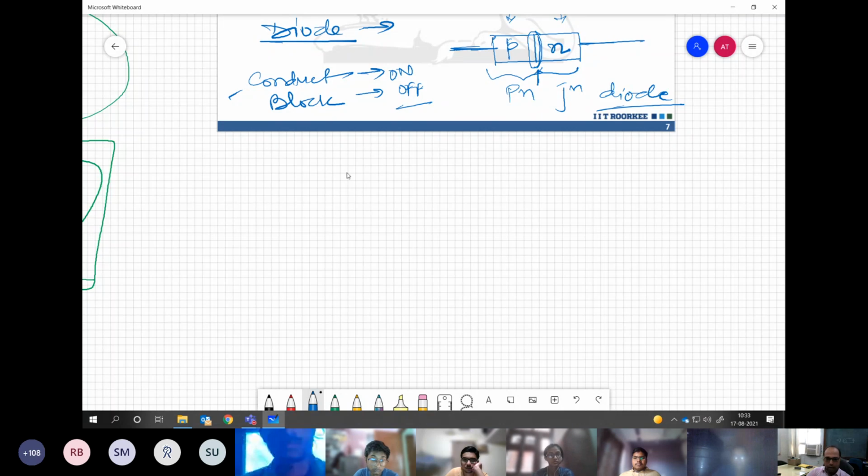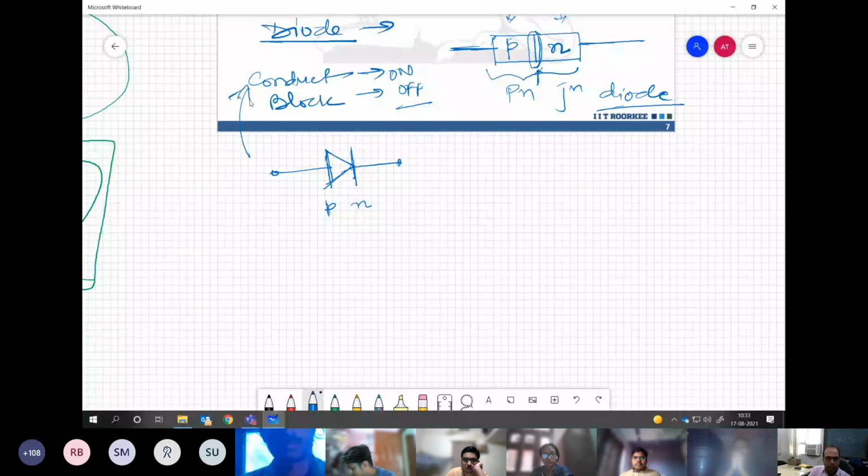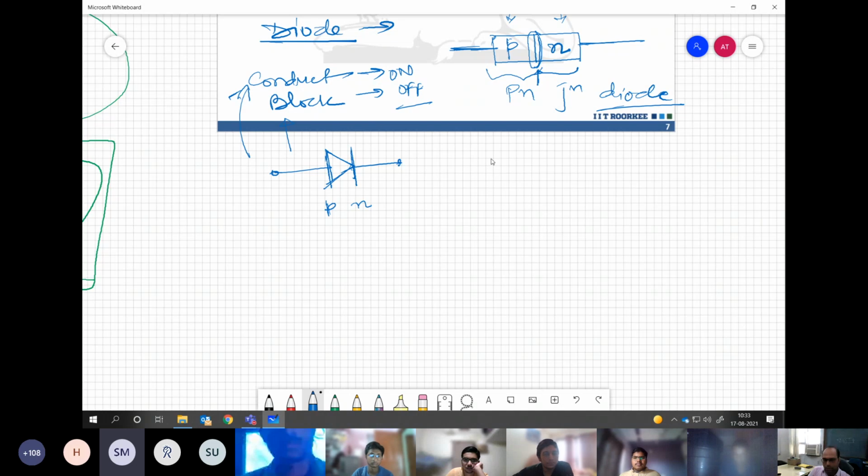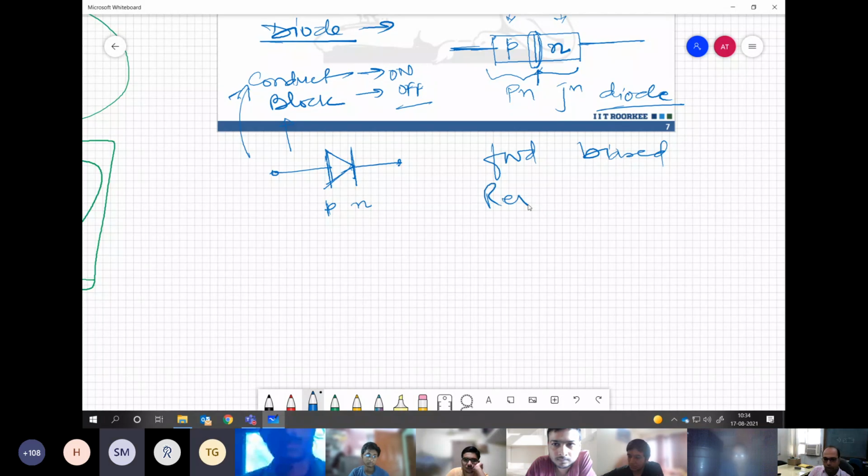Okay, now can you tell me the condition? Maybe first, just to revise, this is the symbol we use for the diode. The P type is represented like this and the N type like this. So when do you say that the diode is conducting and when will it not conduct? When current flows from P to N, it is conducting. When does it flow? When forward biased, when P is at higher potential than N. So two conditions we are seeing here: forward biased and reverse biased.